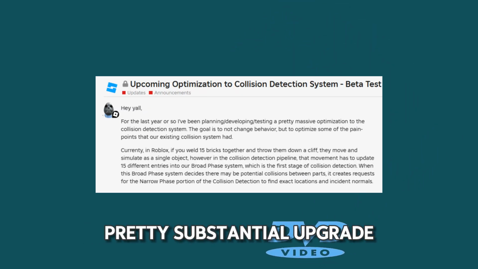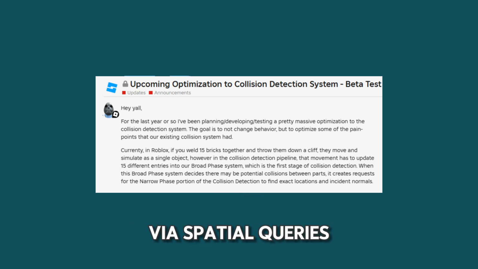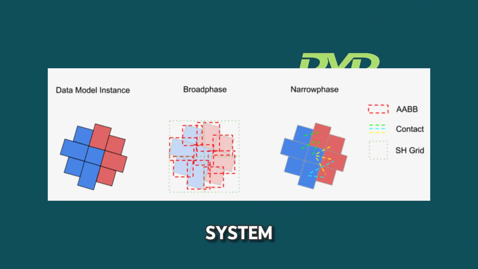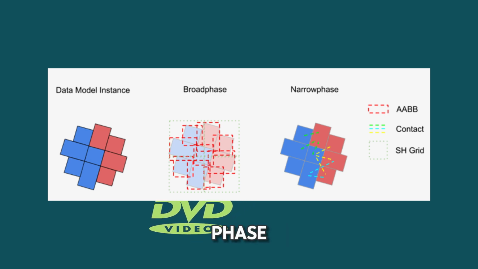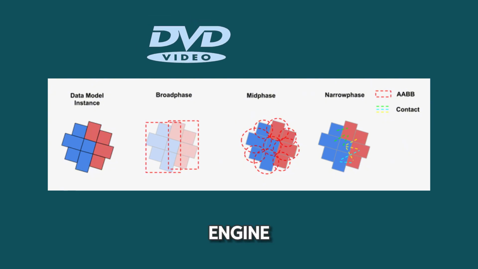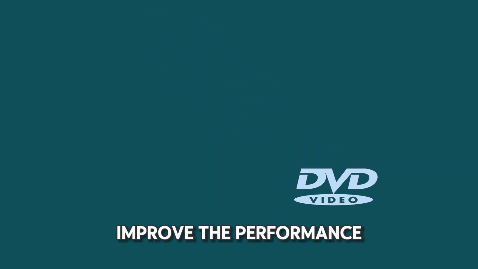About 4 years ago, Roblox made a pretty substantial upgrade to how they do their collision detection via spatial queries. I will link the full documentation in the description if you want to read into it. To sum it all up though, they went from a 2-phase collision system, broad to narrow, to a 3-phase one, broad to mid to narrow, and in doing this, they greatly sped up their physics engine and in turn improved the performance of spatial queries.